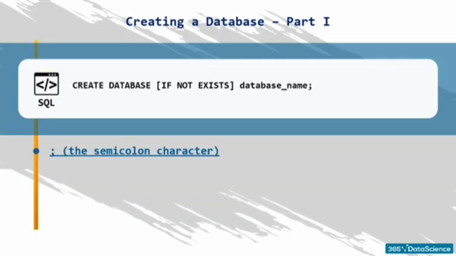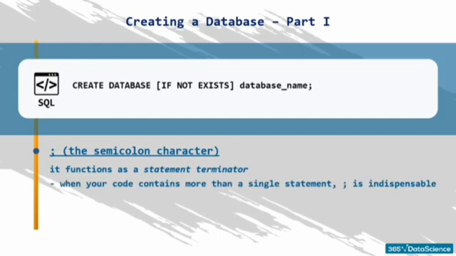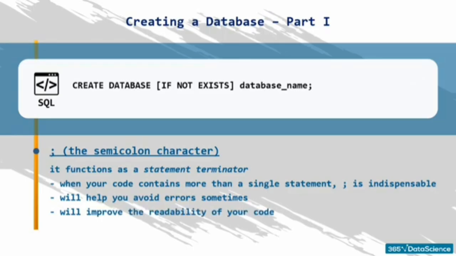Finally, you should always end your statements with a semicolon character. It functions as a statement terminator. Yes, it is often true that your queries will run properly without it, but this is not the point. In longer scripts, when your code contains more than a single statement, the semicolon is indispensable. So, please, try to end your statements with this character. This will not only help you avoid errors sometimes, but will also improve the readability of your code.